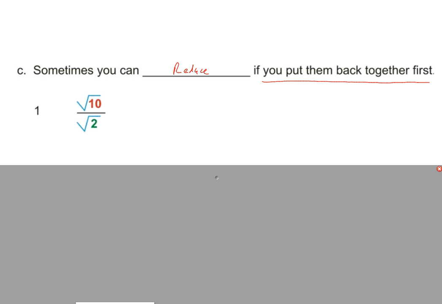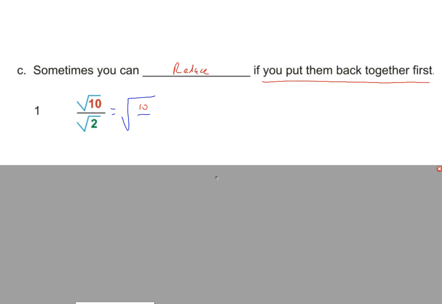Can we do anything with the square root of 10? The answer is no. It's an exact answer. It's 3 point something, but we don't want to round off. Can we do anything with the square root of 2? No, it's 1 point something. And again, we don't want to round off. We want exact values. So seemingly there's nothing we can do with this. But watch. Let's do the division rule backwards. Let's put them back together as a fraction.